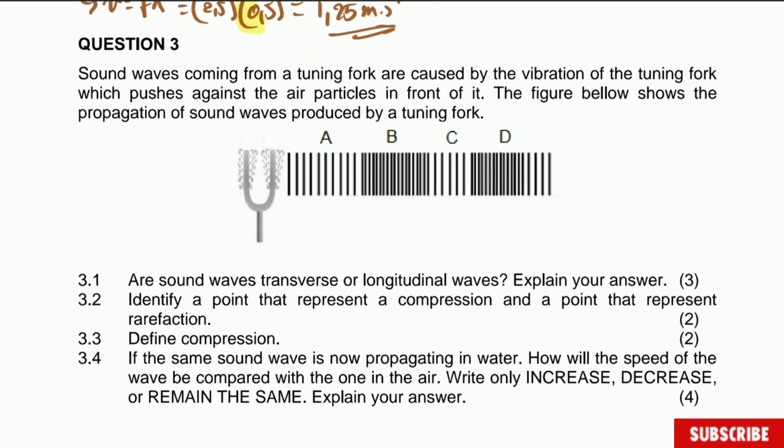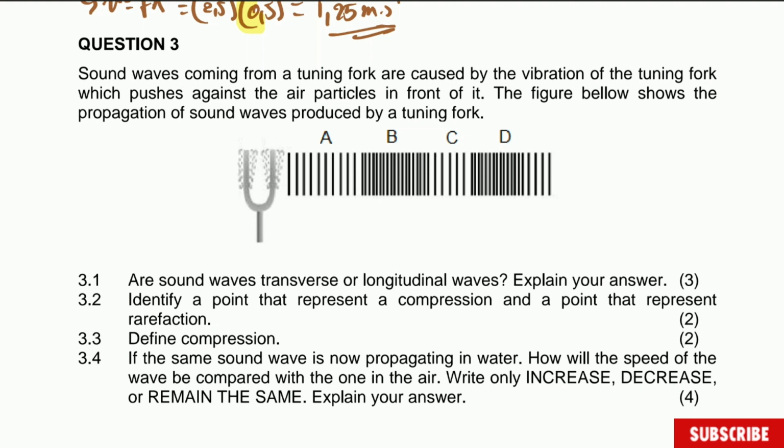Question 3 is about sound. Sound waves coming from a tuning fork are caused by vibration of the tuning fork, which pushes against the air particles in front of it. The figure below shows the propagation of sound wave produced by a tuning fork, and you have the tuning fork and the wave pattern going forward. Question 3.1: Is a sound wave a transverse or longitudinal wave?